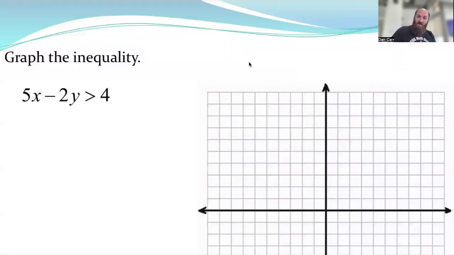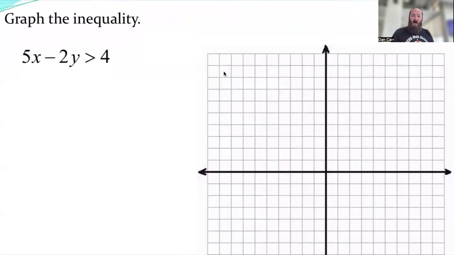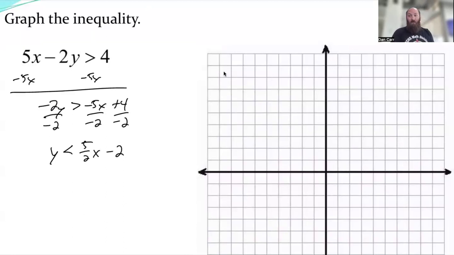Graph this one, 5x minus 2y is greater than 4. A couple ways you can do it, just like with our graphing before. You can either plug in x and y values, like x and y intercepts. That doesn't work as well here. So I'm going to transform it. I'm going to subtract 5x from both sides. -2y is greater than -5x plus 4. I'm going to divide everything by -2. Just like before, with dividing by a negative, we're going to flip that symbol to a less than now. That's a negative divided by a negative, which is a 5/2x, and then -2.